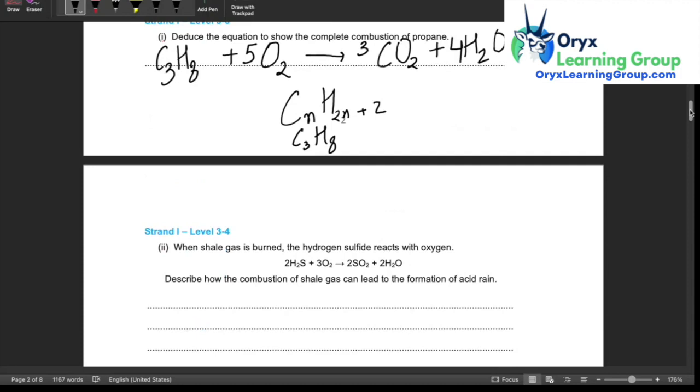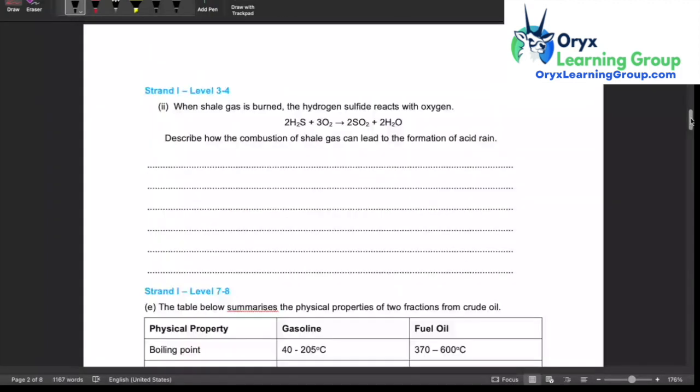Okay, then when shale gas is burnt, the hydrogen sulfide reacts with oxygen. Describe how the combustion of shale gas can lead to formation of acid rain. So who wants to answer this one? I wasn't too sure with this one, Miss. Yeah, me too. So maybe we can consider. Yeah, we'll discuss it. Anybody else wants to try it out?